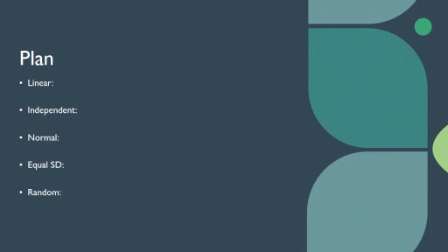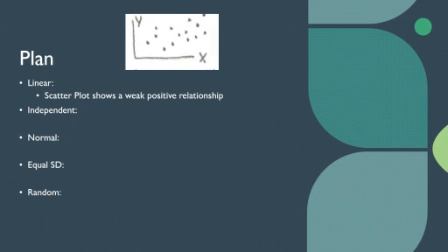Now we go under plan, which, remember, is LINER. So there are the five things that we have to check off. First one is: is it linear? So you check the scatter plot. It looks like there's a weak positive relationship, which your calculator can do. You plot it under L1, L2, and then you scatter plot it. Second, Y equals, set up the stat plot, and it should be able to do it.